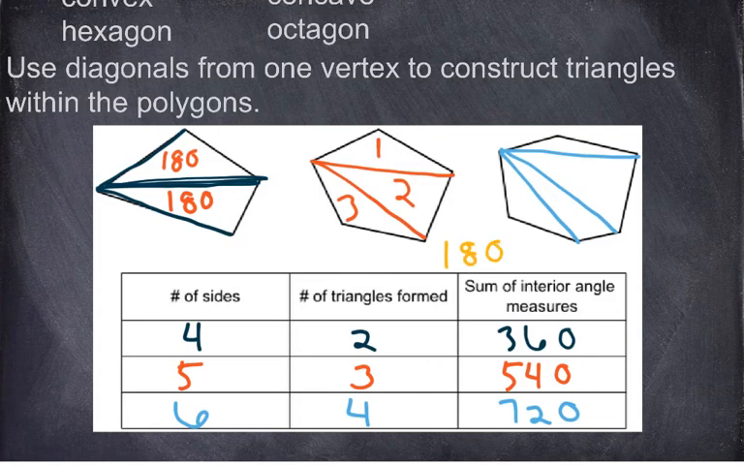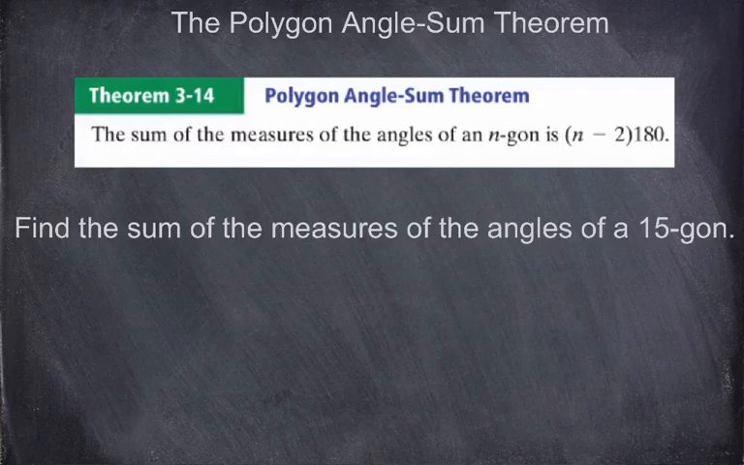Okay? Well, they have come up with a formula which we can deduce here. Notice there's 4 sides minus 2 gives us the number of triangles. 5 sides minus 2 gives us the number of triangles. 6 sides minus 2 gives us the number of triangles. And then we multiply those by 180 to find the sum of the interior angle measures. So the formula is n minus 2 times 180 will give us the sum of the angles inside the polygon, n being the number of sides of the polygon.